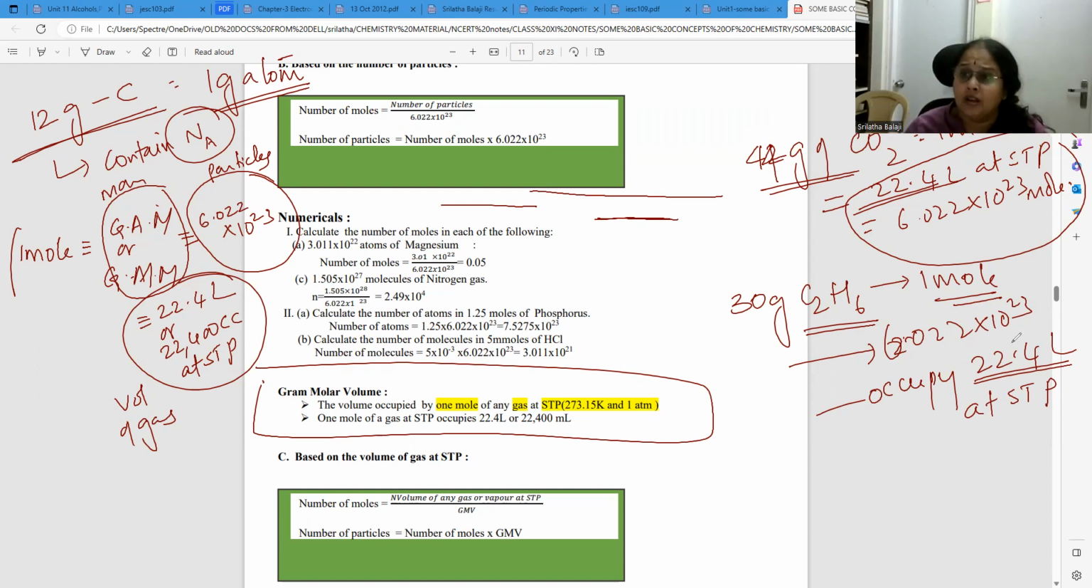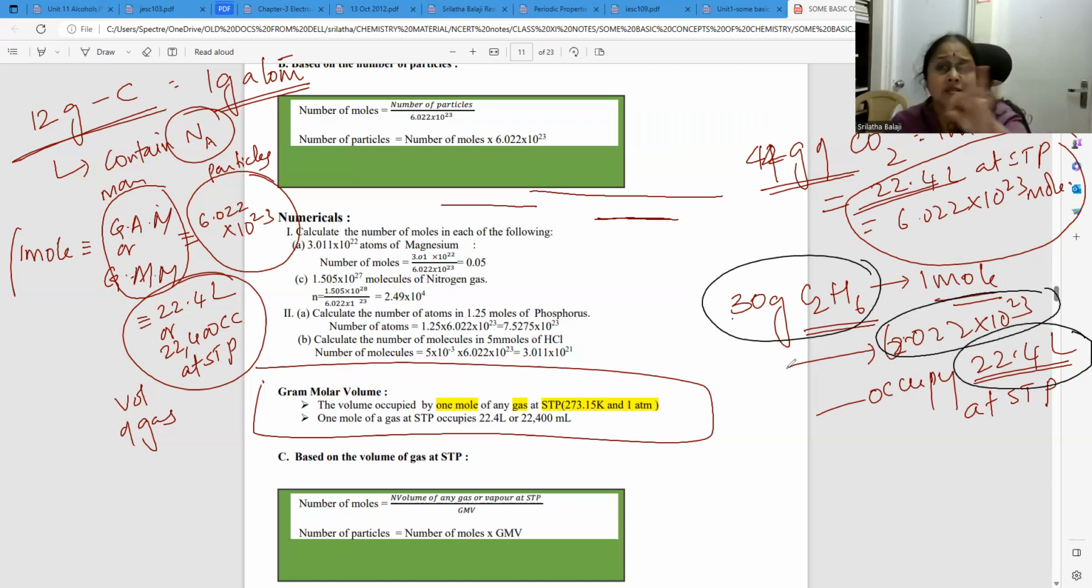So these are the three dimensions of mole. Can you see that? In terms of mass, 1 mole of ethane will weigh 30 grams. In terms of particles, 1 mole of ethane will contain Avogadro number of molecules, and this will occupy 22.4 liters. Can you see the three dimensions in which I'm taking a mole?